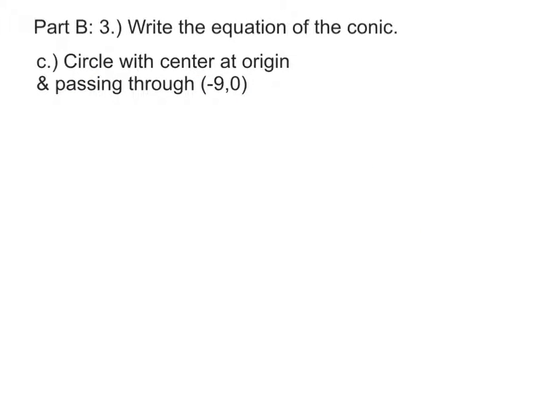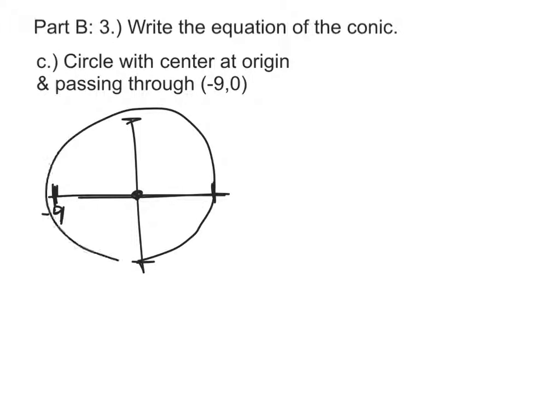A circle centered at the origin passing through the point -9, 0. So if we think about what it's going to look like first, it's got a center at the origin, and we're going to pass through -9, 0. Well, since it's a circle, we're going to go the same distance out in all directions. And since we went back 9, that means we'll go forward 9 and up 9 and down 9 in order to get our circle. That means the radius is 9.